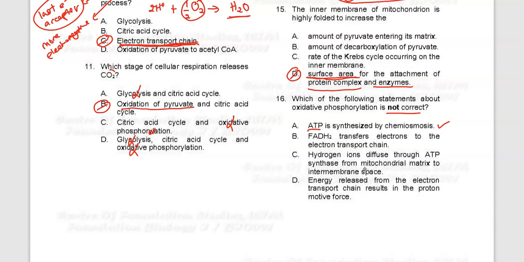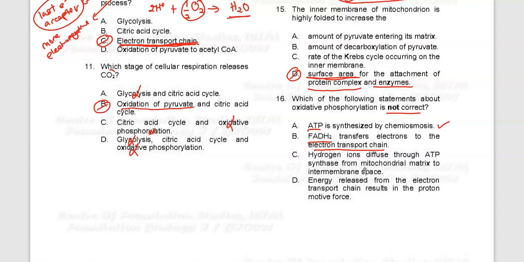Second statement: FADH2 transfers electrons to the electron transport chain. As you know, FADH2, which was produced during the citric acid cycle, will carry electrons with high energy, and this electron will be transferred to the electron transport chain. The electron from the FADH2 molecule will release energy to pump hydrogen ions from the matrix into the intermembrane space.